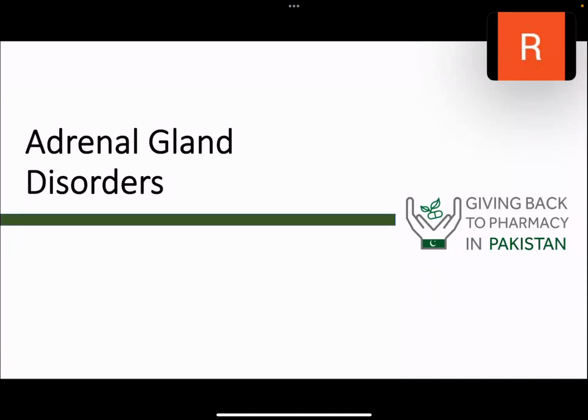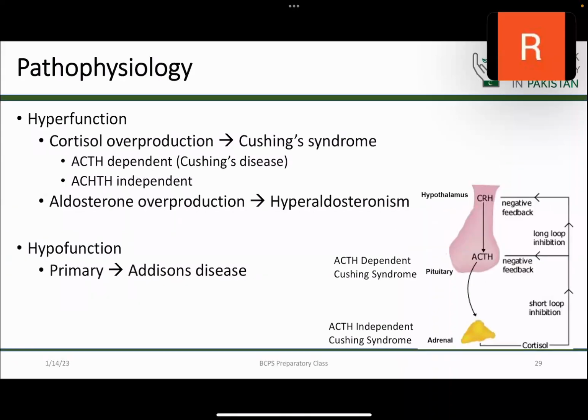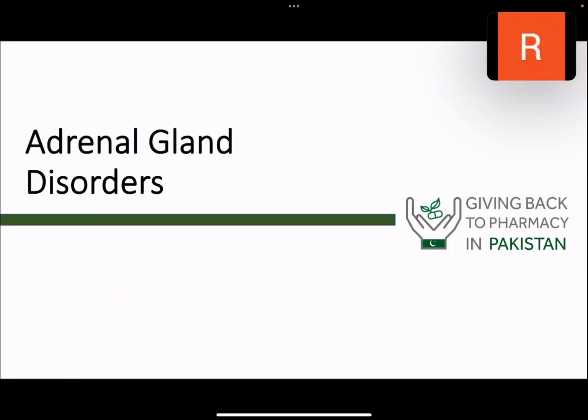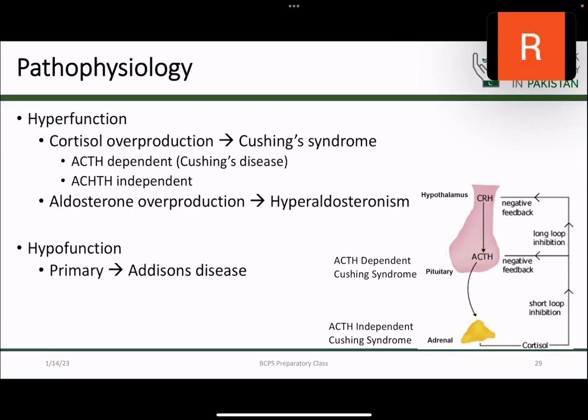So let's go quickly to adrenal gland disorders. We will just discuss briefly about Cushing disease, and that's it. We will then go to one of the most important topics in endocrine and metabolic disorders, which is diabetes. So in adrenal gland disorders, there could be hyperfunction of the adrenal gland, and there could be hypofunction of the adrenal gland. So hyperfunction means that the adrenal gland is producing too much of the secretions, and hypofunction means the adrenal gland is not producing sufficient secretions.